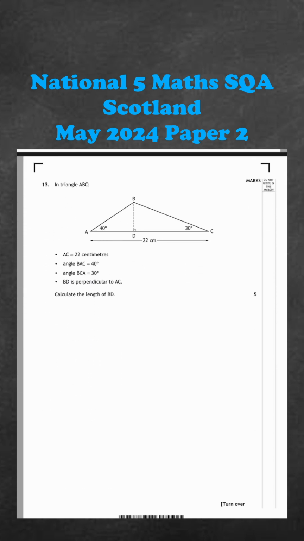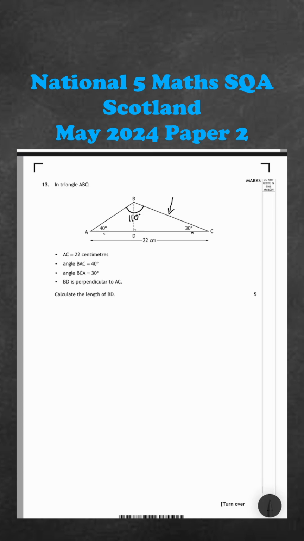Question 13. In triangle ABC, AC equals 22 centimetres, BAC equals 40, BCA equals 30, BD is perpendicular to AC. Calculate the length of BD. Okay, so to get BD, we are going to need this side length BC, and then we can use that to find BD. But in order to get that side length, I'm first going to state that this angle here must be 110 degrees, as your angles in the triangle must add up to 180. We've already got 30 here, we've already got 40 here, so there's 110 left over.